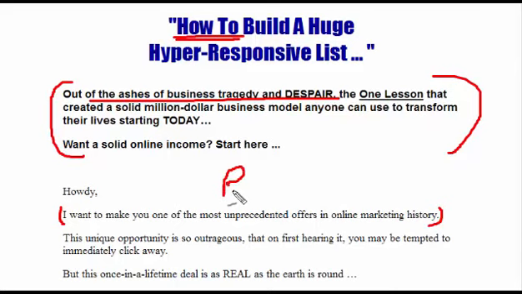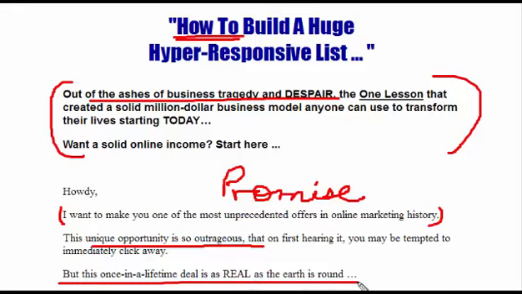And so I'm looking at the structure of the sales letter itself from a copywriting perspective. I started this sales letter by making a promise. I want to make you one of the most unprecedented offers in online history. It's a unique opportunity. It's outrageous that on first hearing it, you may be tempted to immediately click away. But this is a once-in-a-lifetime deal, so I'm building curiosity and making the person a promise at the same time.